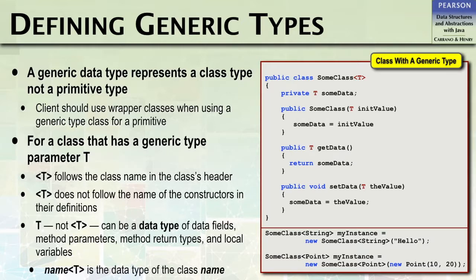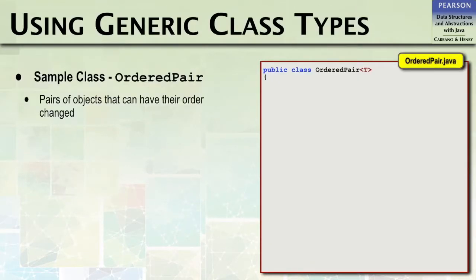The class name followed by the angle bracket T is the data type of the class name. So we have a class name, in our case SumClass. The data type is SumClass string in our first example and SumClass point in our second example. Let's look at some sample generic class types.